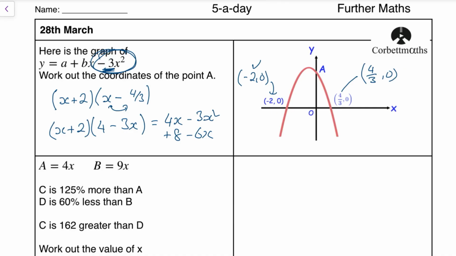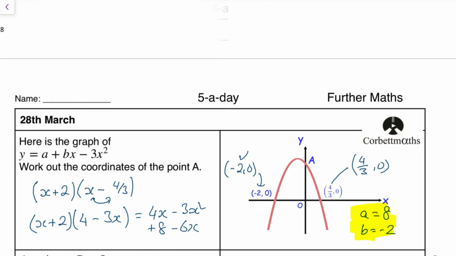So in answer to the question, let's delete some of this because there's a load of rubbish here now. A is equal to 8, which is the number that's on its own, and B is 4 minus 6, so B is equal to minus 2. And that is going to be my final two answers. Really well put together, very easy to get wrong question.